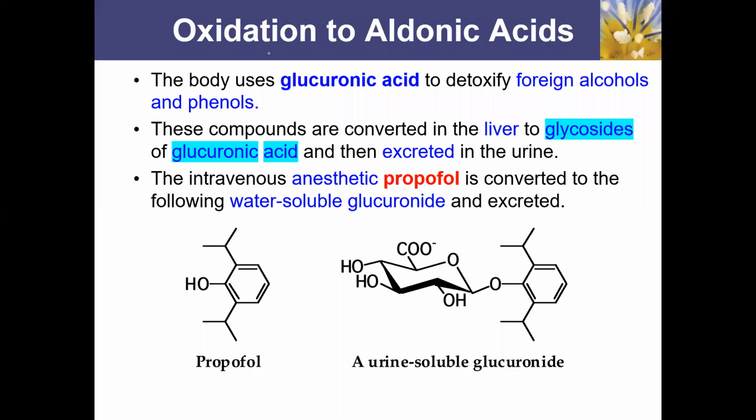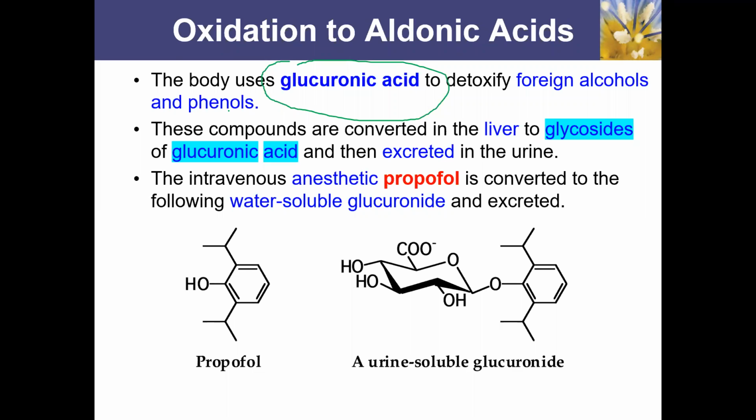Now the glucuronic acid which is formed in our body is used by our body to detoxify whenever there's any phenol or alcohol in the body. In the liver, these compounds are converted into the glycosides of the glucuronic acid, and then that glycoside of the glucuronic acid is finally excreted in the urine.